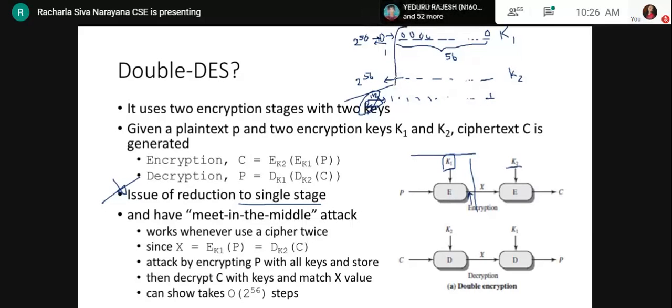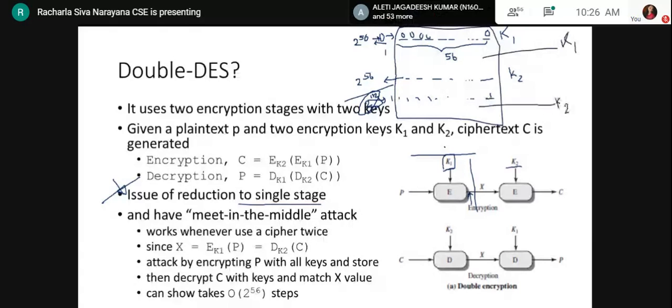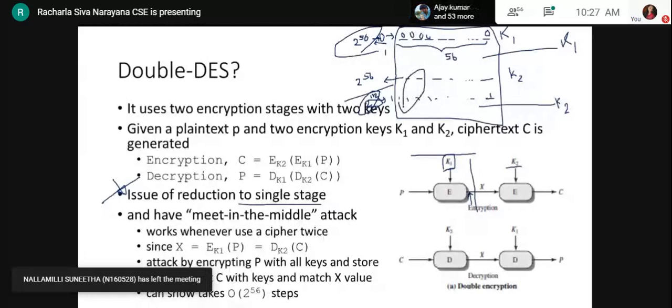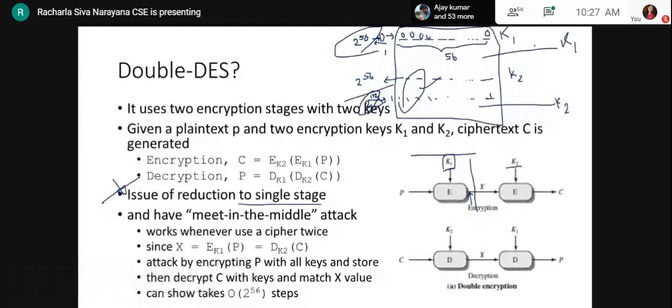From these possible 2 power 56 keys we select one key as K1 and another key as K2. We are taking both keys from these possible 2 power 56. If we take a 56-bit key length, then to select K1 there are 2 power 56 possible keys. To select K2 also, we select a different key from these same 2 power 56 possibilities. But K1 is not equal to K2. K1 and K2 must be different.